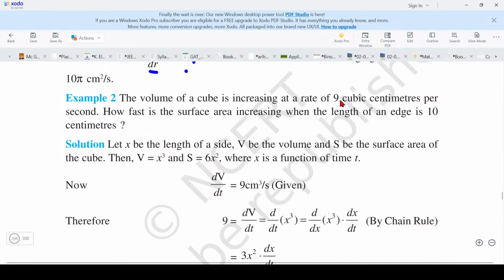Okay. So here, 9 cubic centimeters, what is it saying? Volume and length you have to relate. dV by dt and x you have to relate, right?